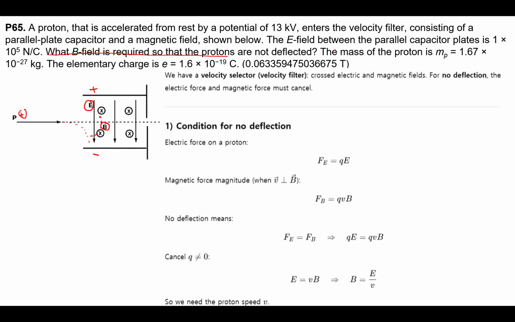So the electric force on a proton is given by this. The magnetic force is given by this one. And no deflection means the electric force is in equilibrium with the magnetic force, such that this one. So if you just take out the q on both sides, then you can find that E is given by this one. The magnetic field is given by this value. Okay.